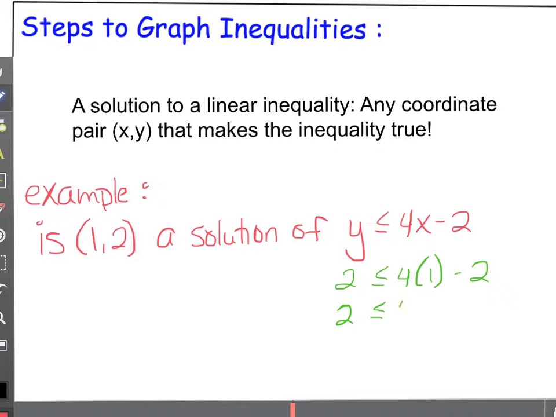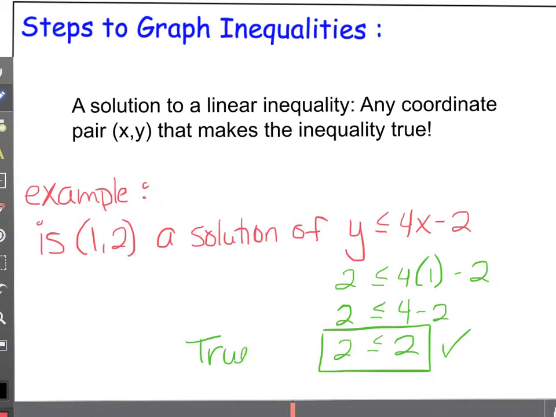So is 2 less than or equal to 4 minus 2? Well, 4 minus 2 is 2. So the question is, is this a true statement? Is 2 less than or equal to 2? And the answer is yes, because they are equal. So this is true, which means that the coordinate pair 1, 2 is a solution of the inequality. But truly, there can be an infinite number of solutions or coordinate pairs. And that's what makes inequalities so special.